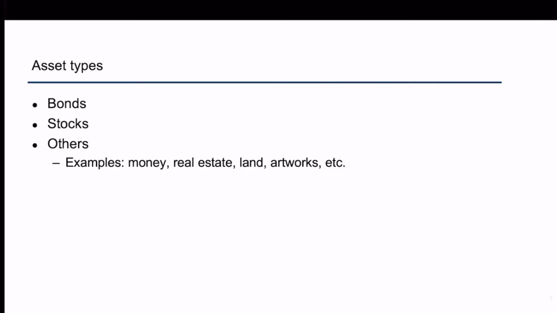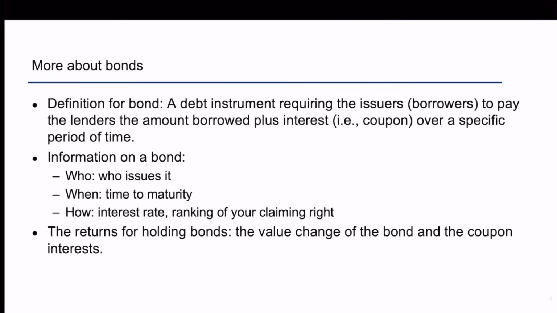They can be bonds, stocks, or others. The others can include real estate, land, and artwork. So in today's lecture, we want to focus more on the financial assets related to bonds and stocks. So what is the definition of bonds?